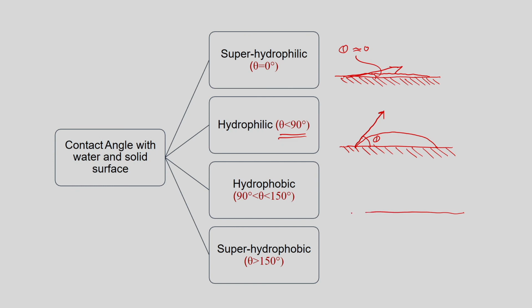Here the same phenomenon occurs. What you have is an oblique formation. In this oblique formation you draw that angle, so this theta is between 90 and 150. So this is called a hydrophobic droplet. And finally, you have the superhydrophobic.